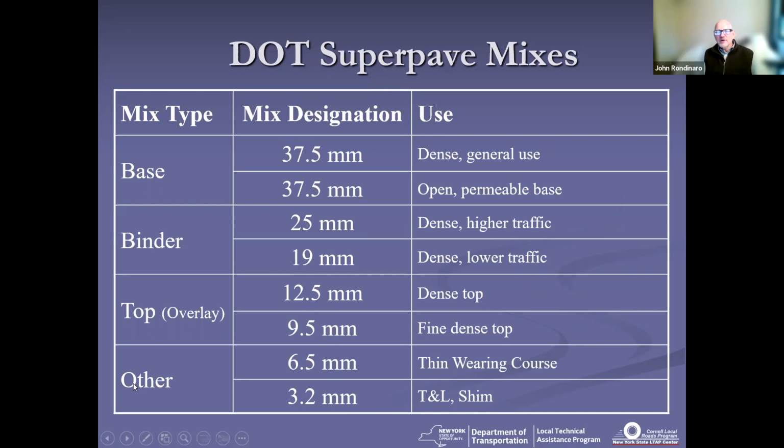Then we've got our other mix types. You've got our 6.5 millimeter mix, which is our thin wearing course. That's a 1/4 of an inch. And then you've got the 3.2, which is T&L and shim.